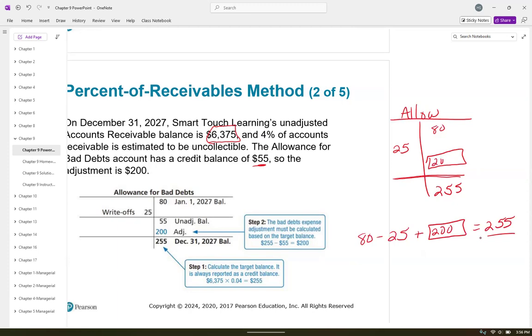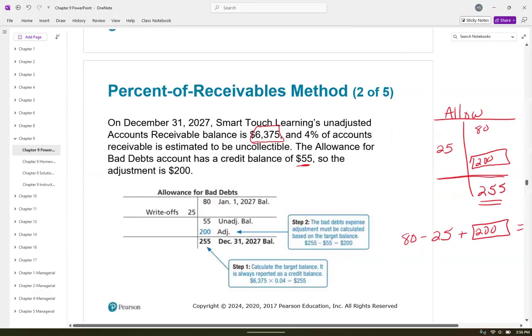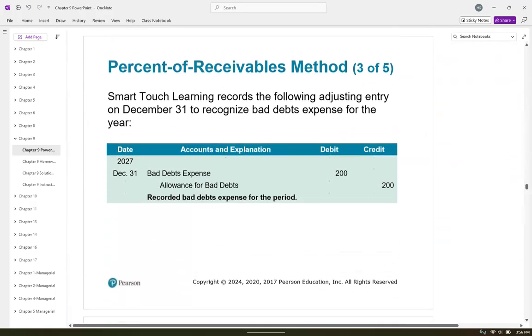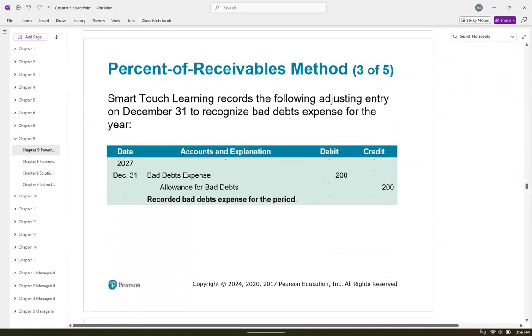Once you put the 200 in here, take the 80 minus 25 plus 200, make sure it comes out to 255. Okay, it is just how we find the number that is the difference between these two methods. Then we're going to debit bad debt expense, credit the allowance for doubtful accounts. These things did not change.